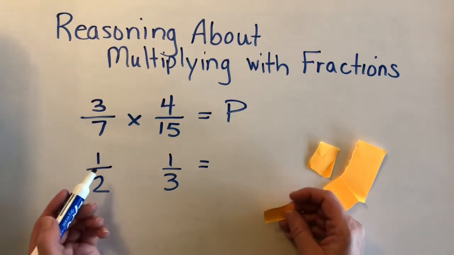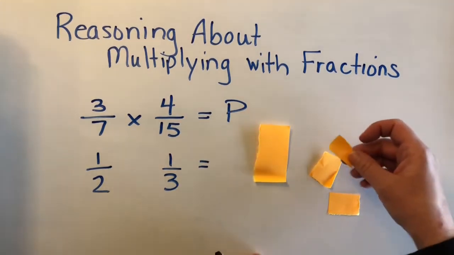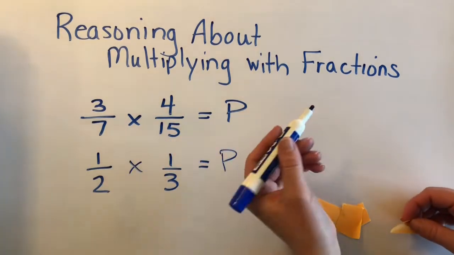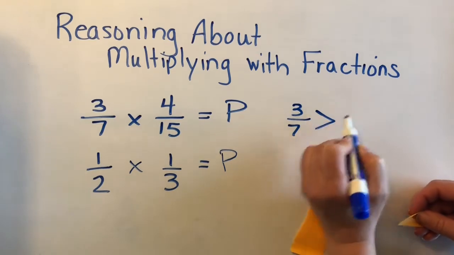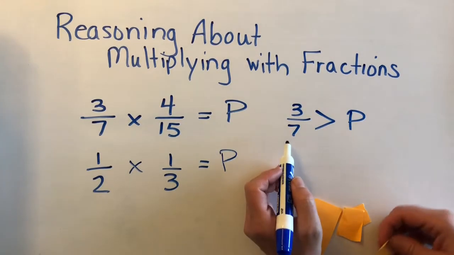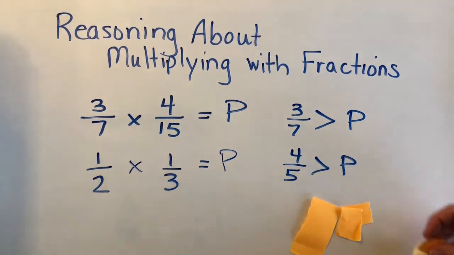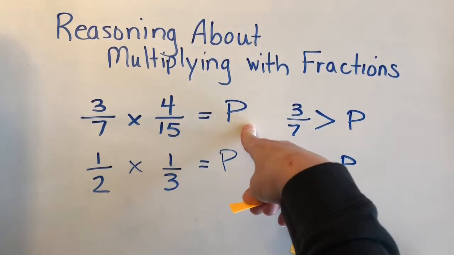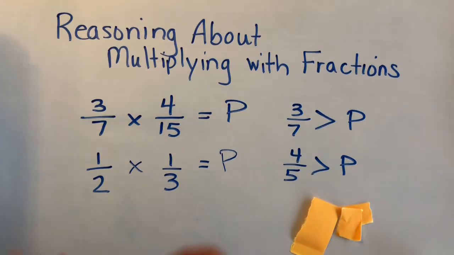So 1/2, obviously you know what 1/2 of the paper was, and if I were to just cut that into 1/3, you can tell that this piece is smaller than what we started with when we are multiplying by fractions. So therefore we know that 3/7 is going to be greater than our P, or our product, and that 4/15 is also going to be greater than our product. So once again, when multiplying fractions, the answer to the multiplication problem, called the product, is going to be less than or smaller than those.